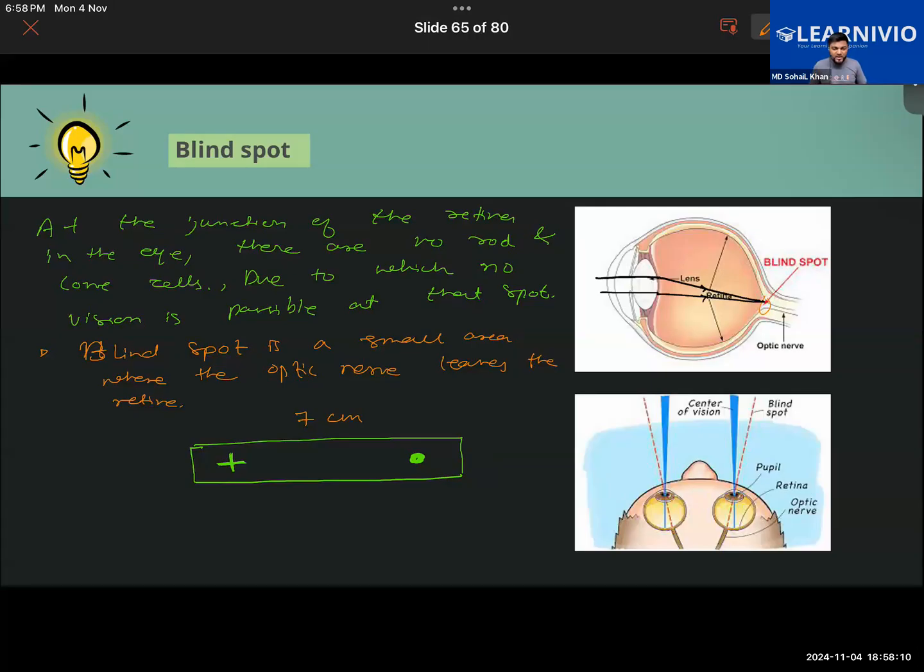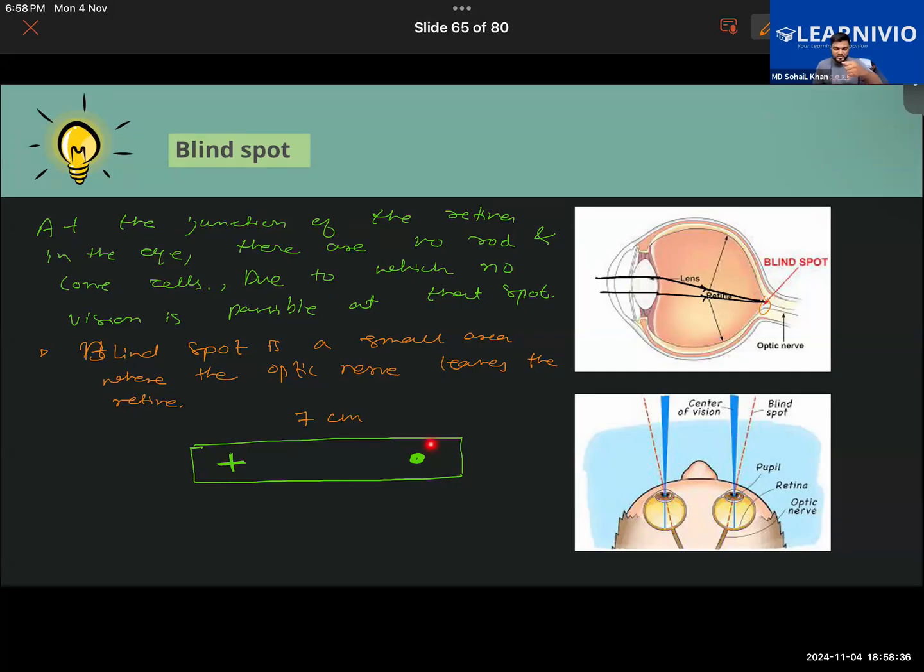Okay, you can do the same activity by closing your right eye also. So now what you can do, all of you, do this thing once again. Now close your right eye and keep looking at the dot, while you have kept the sheet of paper at an arm's length. Now slowly bring the sheet of paper towards your eye.